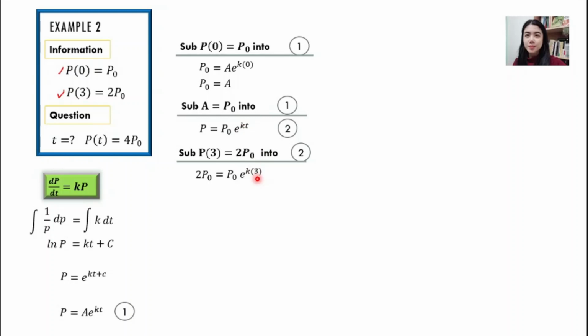So you can cancel the P naught here and cancel the P naught here. So I have the next one. Then you have to add the ln to both sides. For the right hand side, the ln and e basically you can cancel. If you cancel, the thing that remains is actually 3k only for the right hand side.